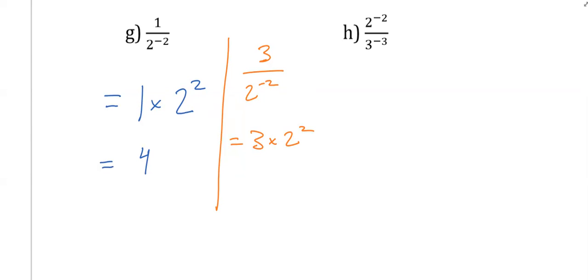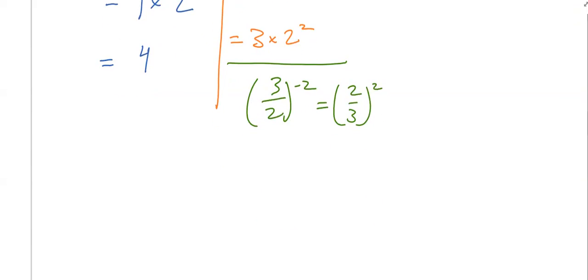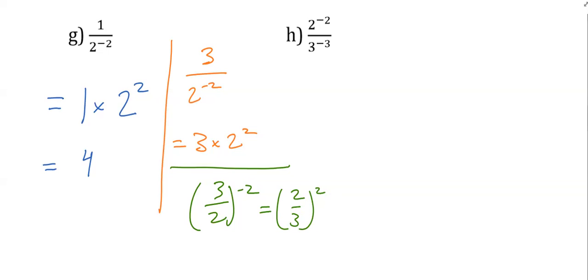Let's do one more example here. If it was 3 over 2 all to the negative 2, that's 2 over 3 all to the positive 2. And again, looking at these slightly different cases is hopefully how all the different pieces start to come together for you. Okay, one more. We have a few more.